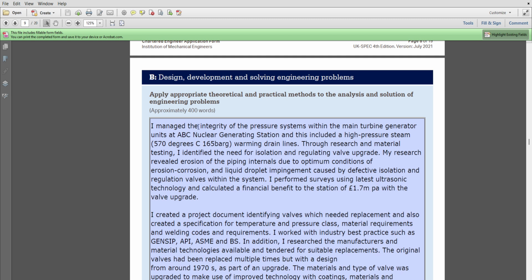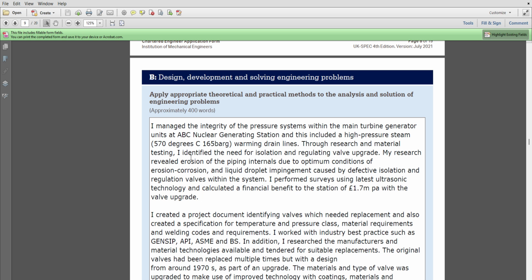I managed the integrity of the pressure systems within the main turbine generator units at ABC Nuclear Generating Station. And this included a high pressure steam, so 570 degrees centigrade and 165 bar, warming drain lines. So through research and material testing, I identified the need for isolation and regulating valve upgrade.